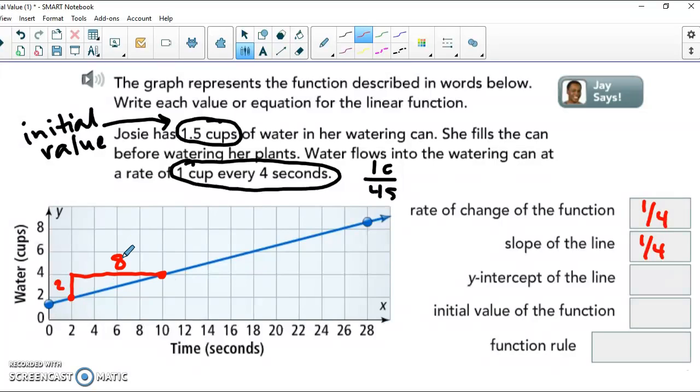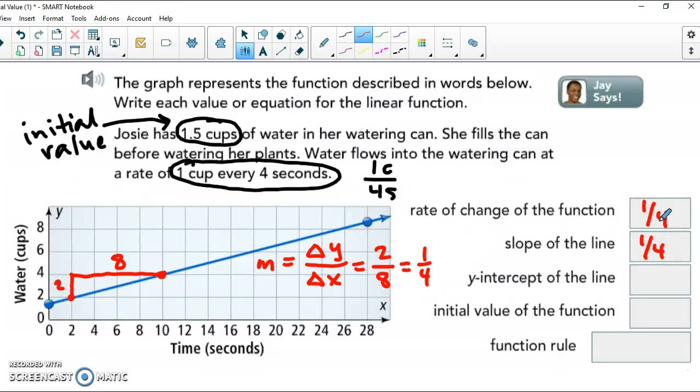If I'm thinking of my slope, or my m, as my change in y over my change in x, or my rise over my run, I'm rising 2 and running 8. And I know that I can reduce 2 eighths down to 1/4. That's how I see 1/4 reflected in the slope of my line, and 1/4 is going to be my rate of change in my function. I'm going to see that in the equation that we write.